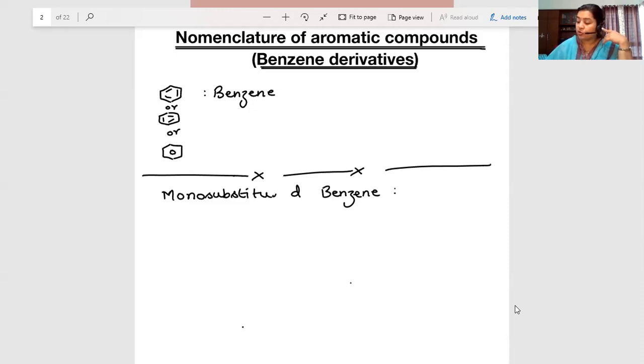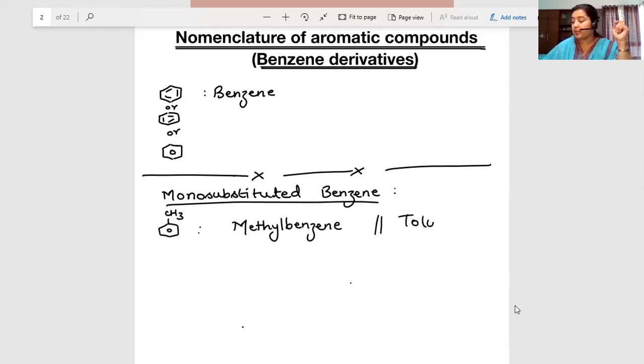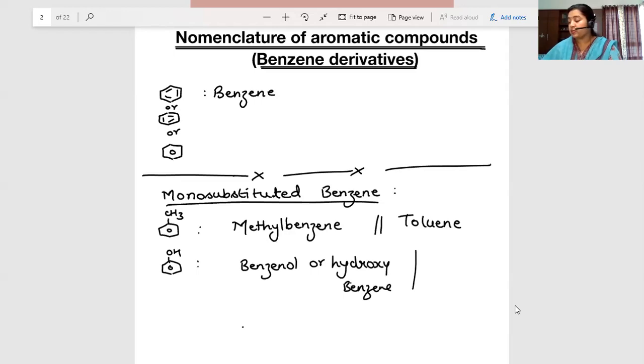Now, in case of mono-substituted benzene, first let me introduce the names which have been directly allowed by IUPAC. Let's have a few examples in this series. For example, CH3. Yes, by IUPAC nomenclature, we can very well call it a derivative of benzene as methylbenzene. But it has also been equally accepted by the name toluene. Same way, if I write OH, it has been named as benzenol or hydroxybenzene. But it is more frequently seen as the word phenol.